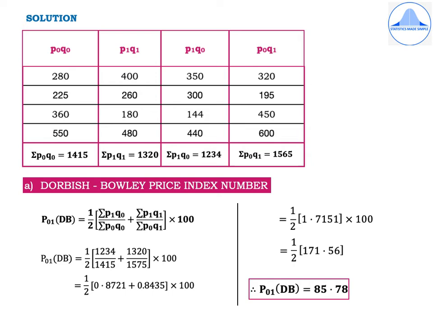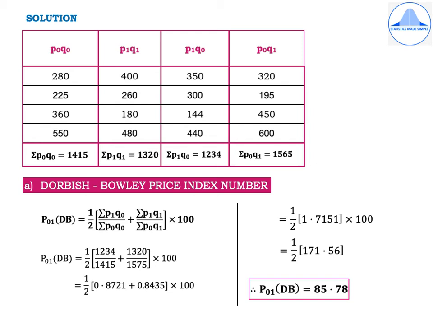Starting with the first subdivision, Dorbish-Bowley price index number. In this particular problem, since Laspeyres and Paget's are not given, I'll use the other formula for Dorbish-Bowley, which is P01 of dB is equal to, write half, then within the square bracket, write Laspeyres price index number without the 100 plus then Paget's price index number without the 100 and outside the bracket you'll have into 100.